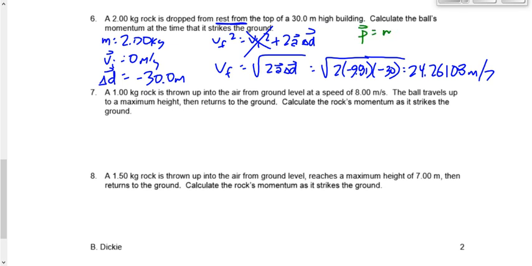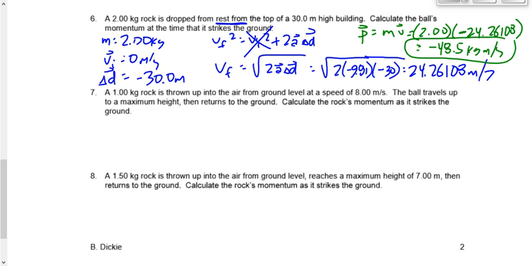Let's say P is equal to m times v. It's 2.00 times negative 24.26108, which gives me a momentum of negative 48.5 kilograms meters per second. I'm going to leave it like that, negative 48.5, but you could have absolutely dropped the negative and just written the word in, 48.5 down. All right, is that good?